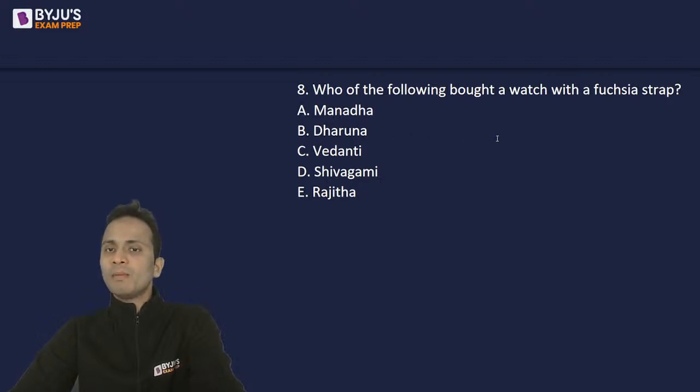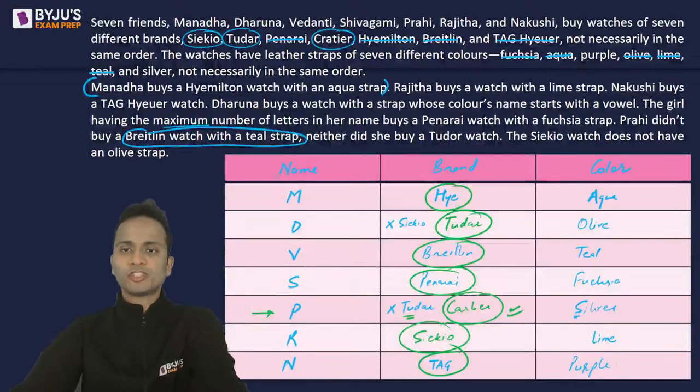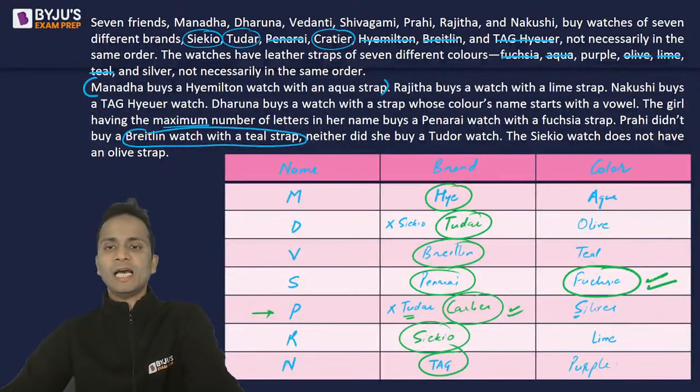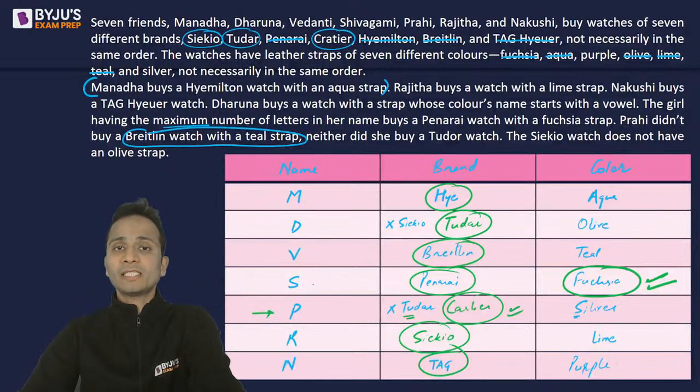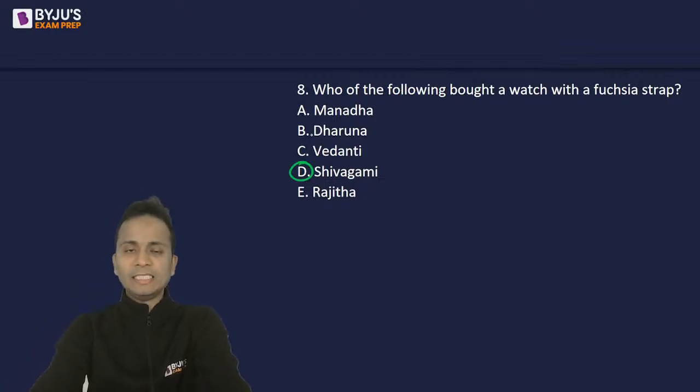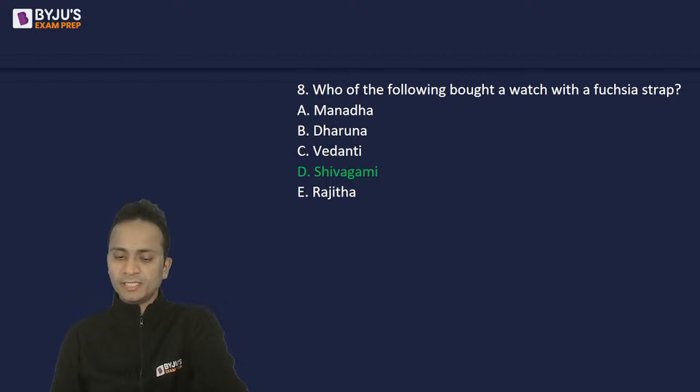Who among the following bought a watch with a fuchsia strap? Now the color is given and you'll have to find out the person. So fuchsia strap, let's check it out. It is here, and it is bought by the person S, Shivgami. So Shivgami has bought a watch with a fuchsia strap, and the correct answer is option B.